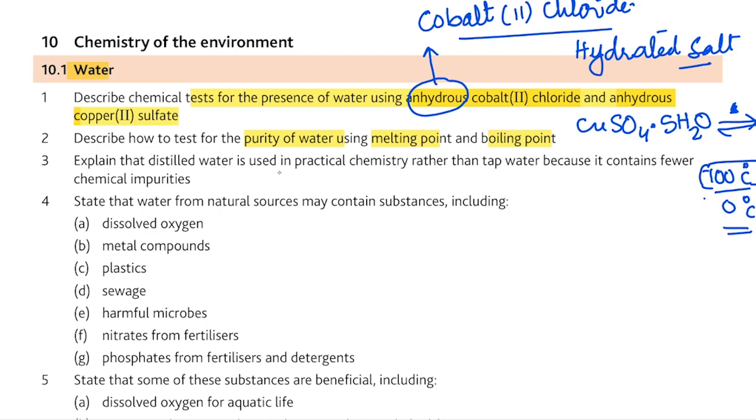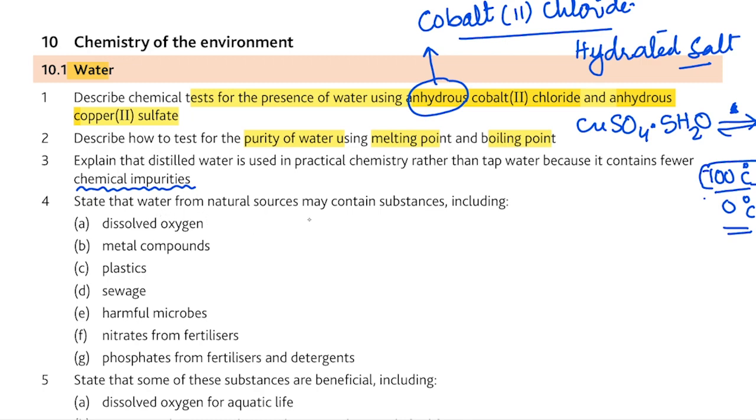Explain that distilled water is used in practical chemistry rather than tap water. Why? Because it contains fewer chemical impurities. So this question can come: why can we not use tap water for chemical practical in chemistry? In that case, you will see that in tap water there are some chemical impurities.